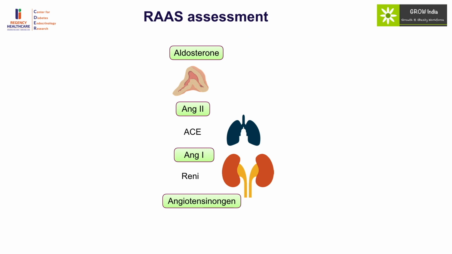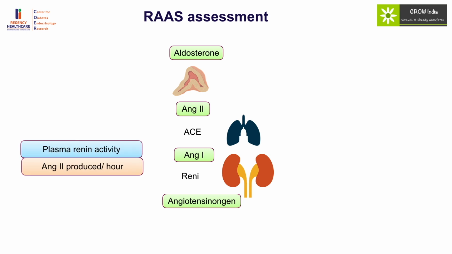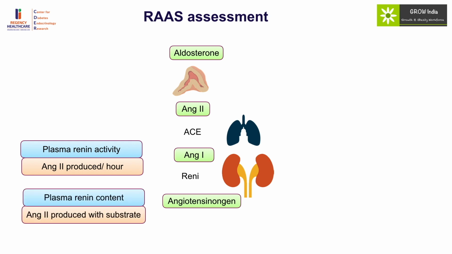The assessment of renin, angiotensin, aldosterone system is particularly important in the setting of hypo and hyperkalemia, and the options to assess are the plasma renin activity, which is the amount of angiotensin 2 produced every hour after addition of plasma, or the plasma renin content in which the substrate limitation is taken care of. Plasma renin content is a more reliable although less available marker of renin activity, and these two are very important to assess in various situations.